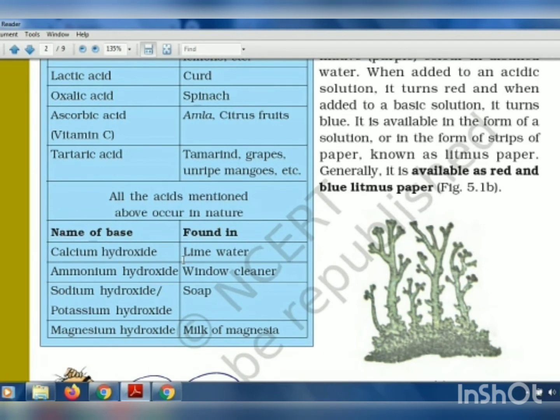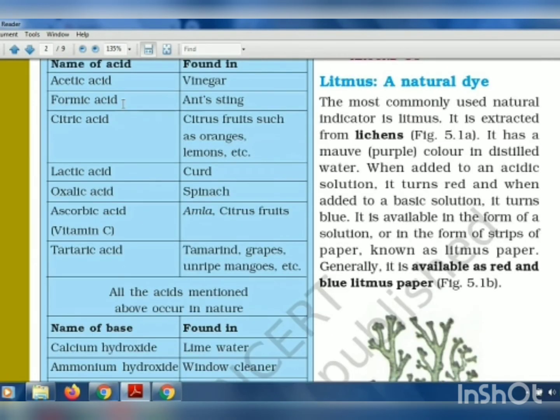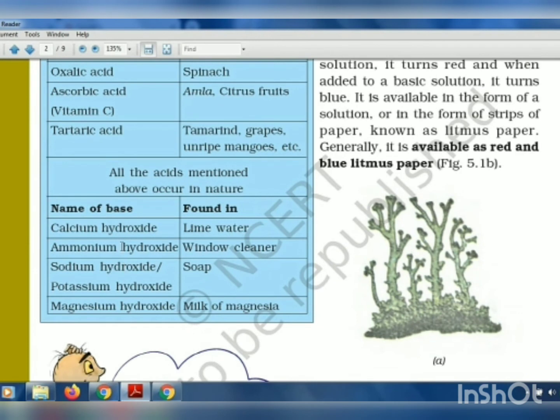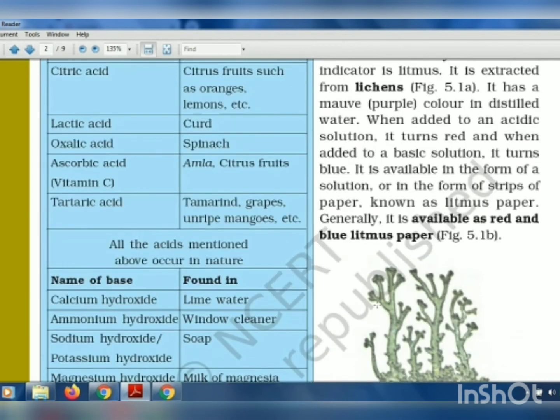Okay. Now the names of the bases. These were all acids, and the table mentioned in which substances these acids are found. Similarly, for bases, calcium hydroxide is found in lime water. Ammonium hydroxide is found in window cleaner. Sodium hydroxide or potassium hydroxide is found in soap, and magnesium hydroxide is found in milk of magnesia. So this table is important. Everybody should learn this table.